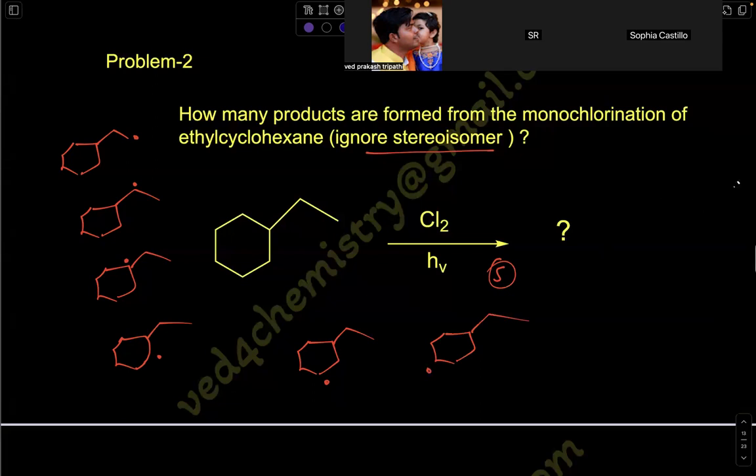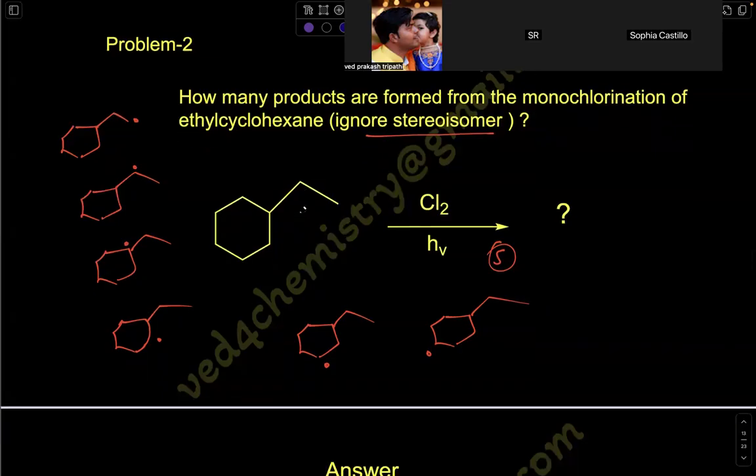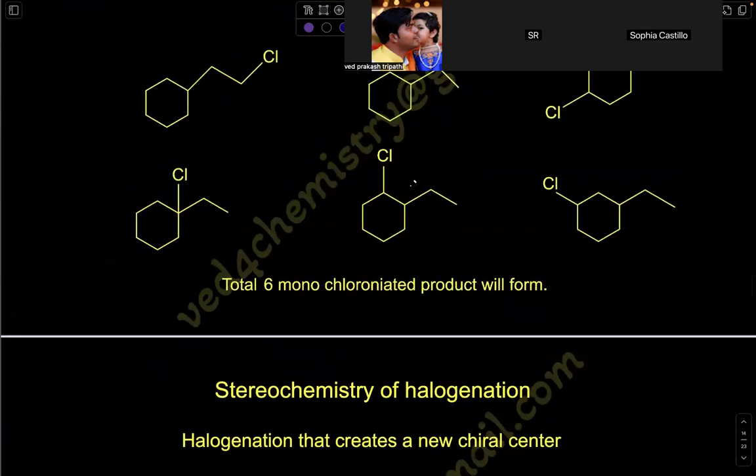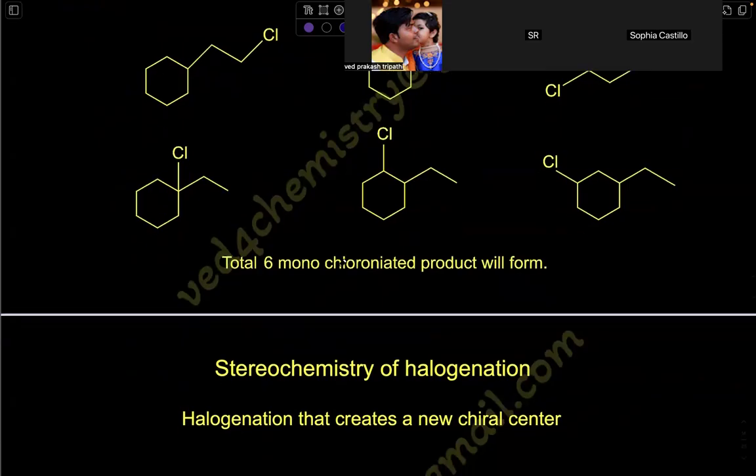Yes, the third is the most stable, but it would not give you a major or minor product. It would give you a mixture of all the possible products. Make sense? So we can't say the third would be the major one. No, it would give you a mixture of all the possible radicals. So we have 6 radicals here.